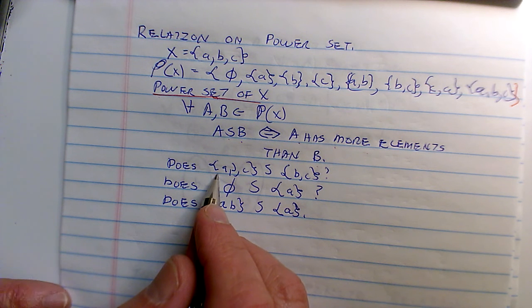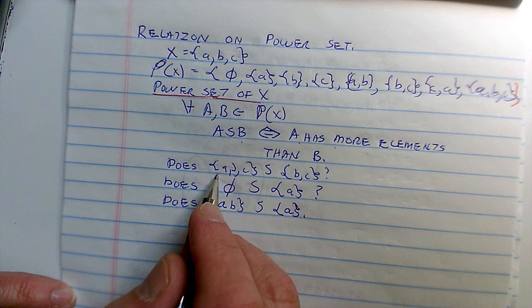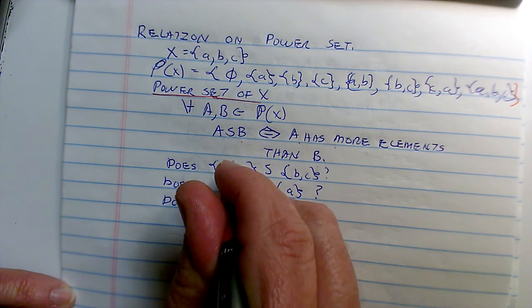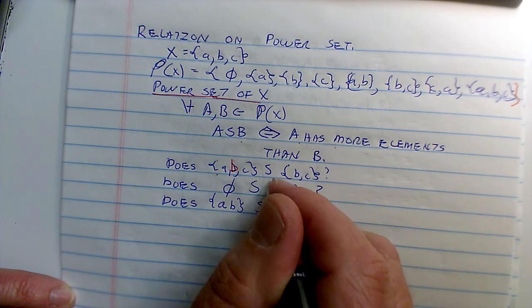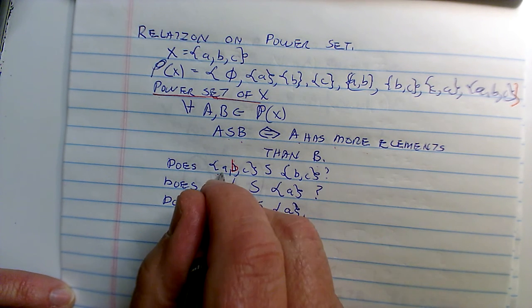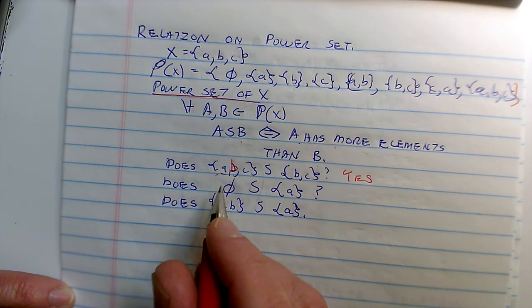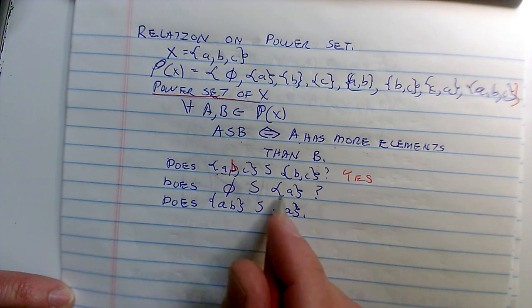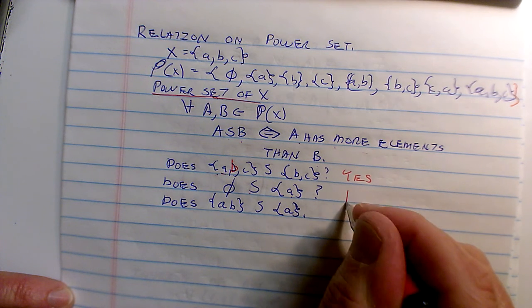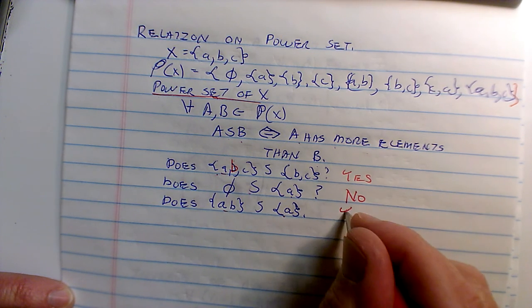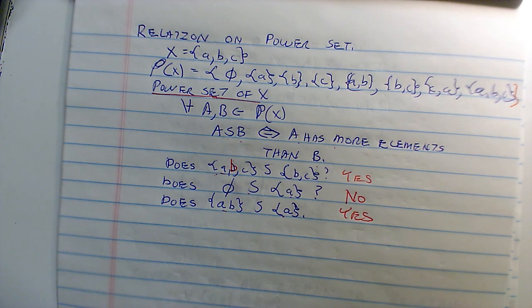So does the set containing A, B, and C S the set B, C? Well, this has more elements than this one, so yes, it does S it. Does the null set S this? No, because it doesn't have more elements. Does this set S this one? Yes, it does. You might look at the beginning of this chapter, which is section 8.1, for some additional examples.